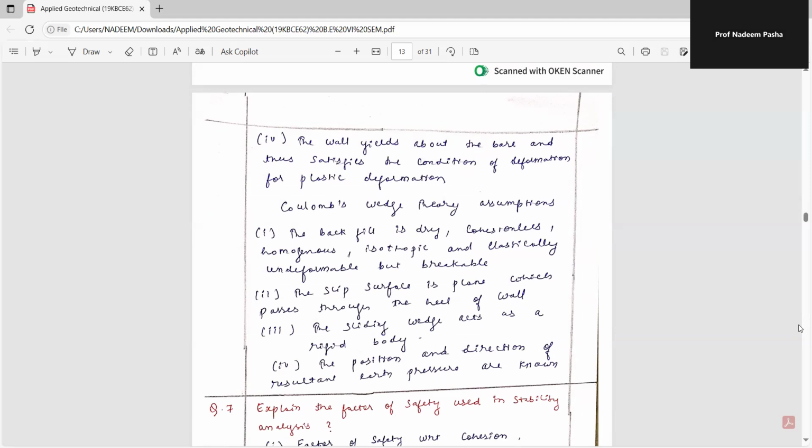Coulomb's wedge theory assumptions: the backfill is dry, cohesionless, homogeneous, isotropic, and elastically undeformable but breakable. The slip surface is a plane which passes through the heel of the wall. The sliding wedge acts as a rigid body. The position and direction of the resultant earth pressure are known.